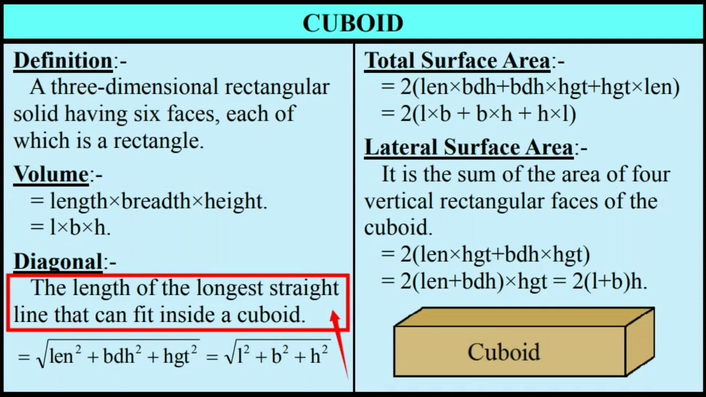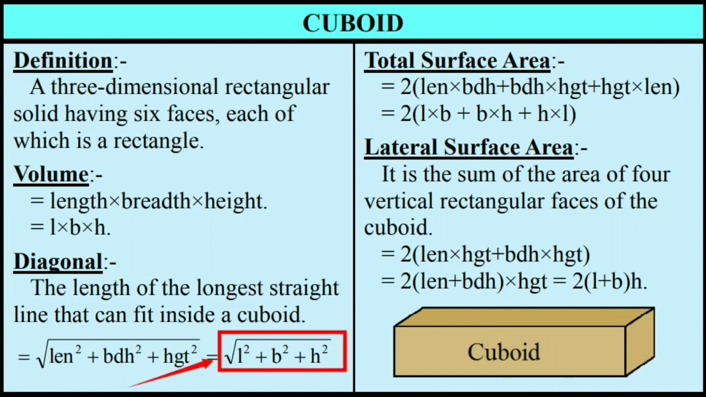Next is diagonal of a cuboid. The definition is the length of the longest straight line that can fit inside a cuboid is called diagonal of the cuboid. And mathematically, the diagonal of the cuboid obtained using Pythagoras theorem is under root the sum of the squares of length, breadth, and height, that is under root L square plus B square plus H square.